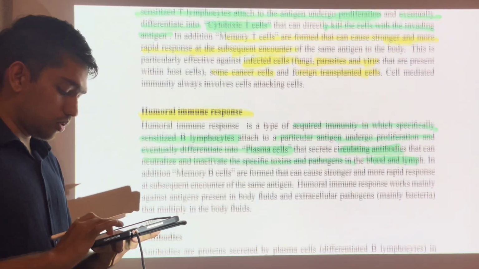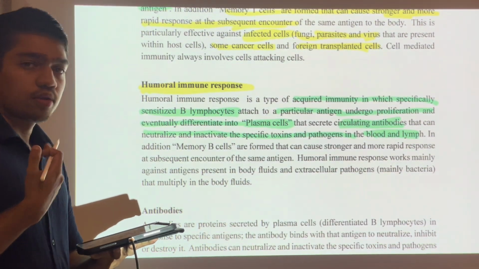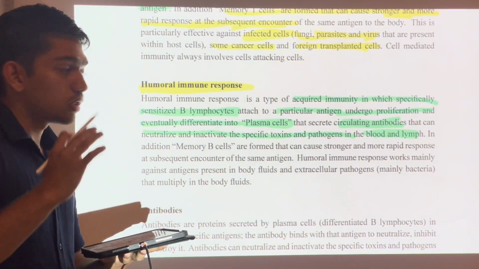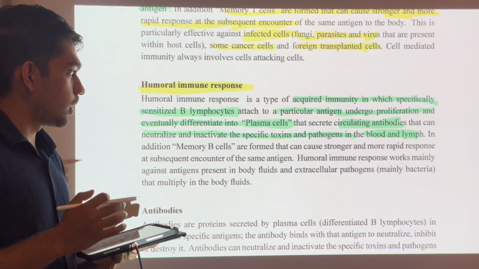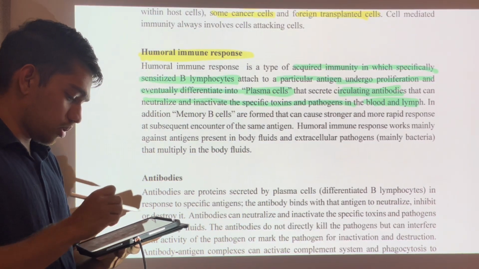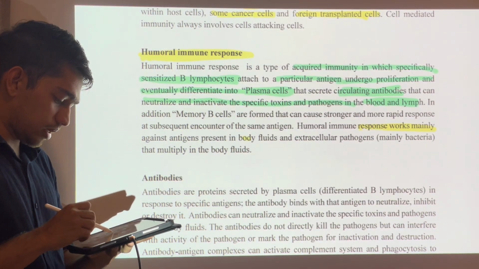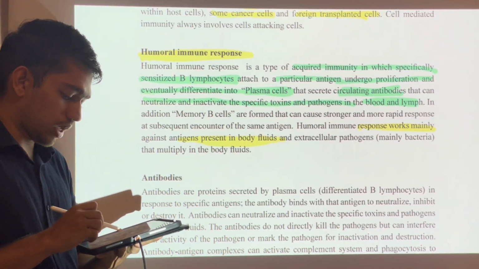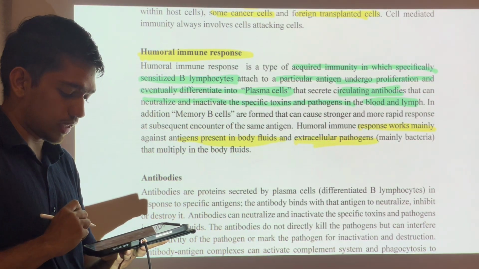Very important, because blood and lymph are the fluid form of our circulating fluids, right? Like where the fluid is contained. So we say that the humoral response mainly works on antigens present in body fluids and also outside cells.